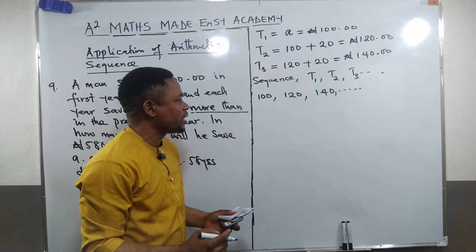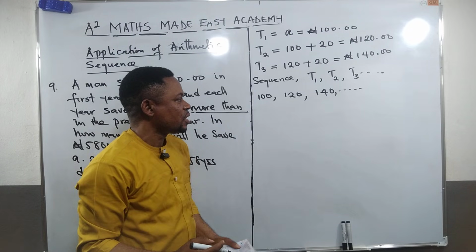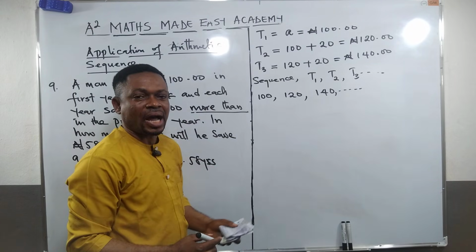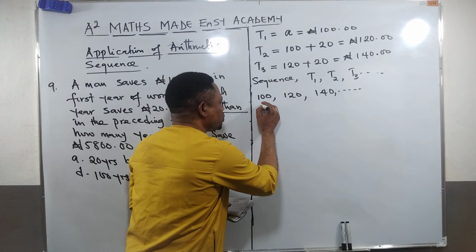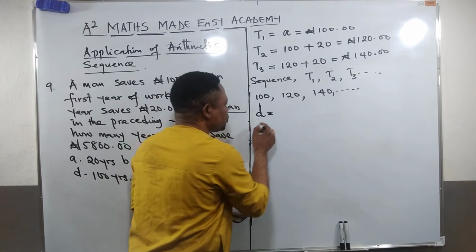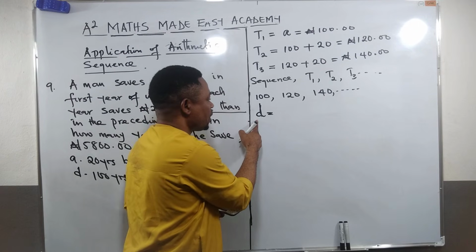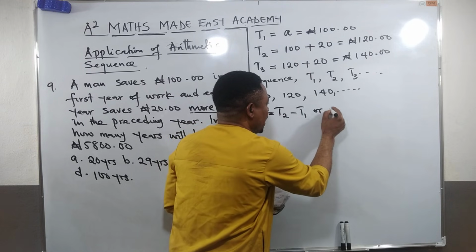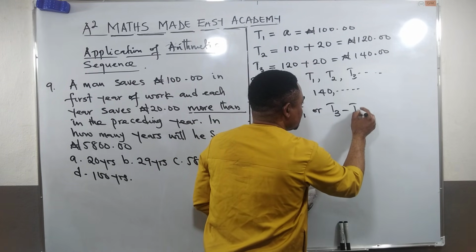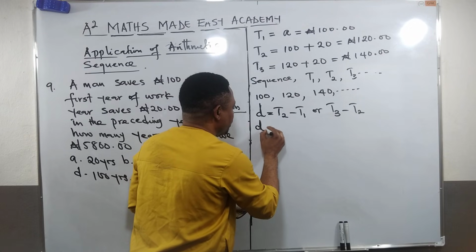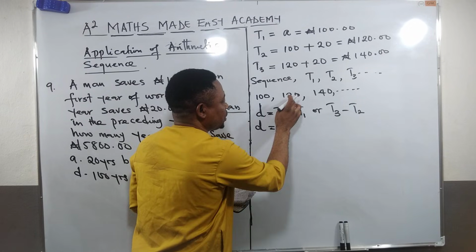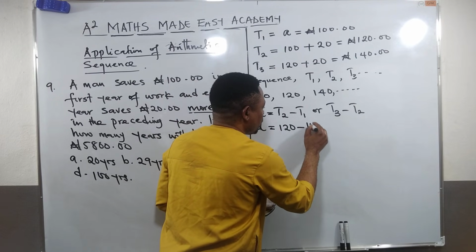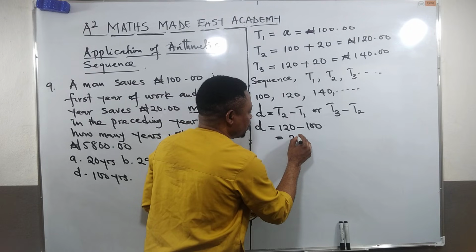Now the question I'm asking is, is this a geometric sequence or an arithmetic sequence? I believe it should be an arithmetic sequence. For you to determine an AP, it is by the use of the common difference. How do we get the common difference? It is the second term minus the first term, or the third term minus the second term. Let's substitute. What is the second term? It is 120, minus the first term, which is 100. If I subtract, it gives me 20.